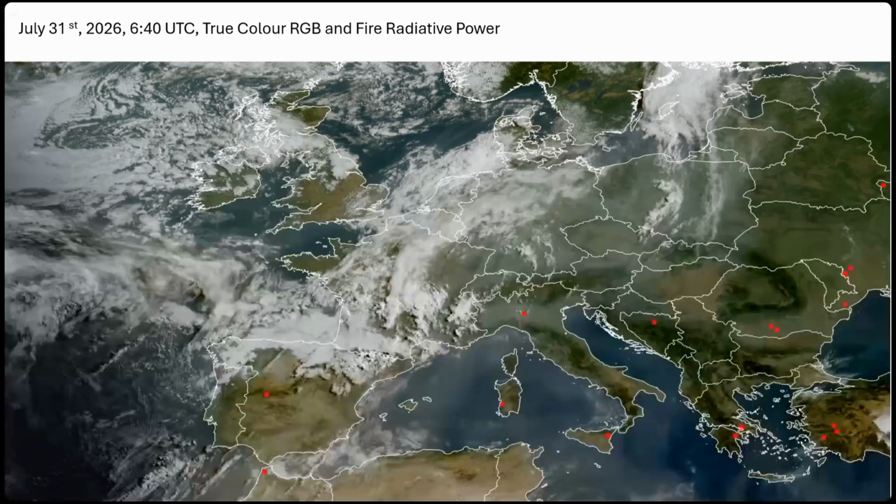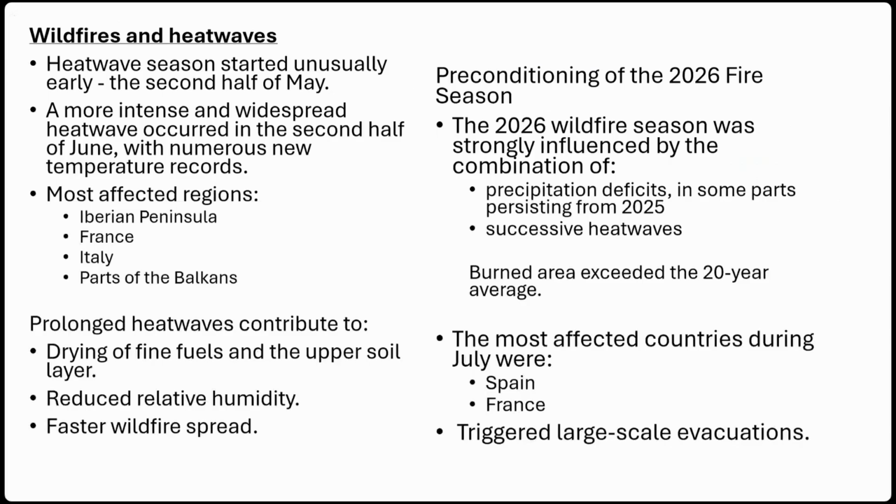So our conclusion is it must be from the fires, which, if we look at the fire radiative power and put it over the true color RGB, you can see that some fires are quite active, and also the last couple of weeks were quite active with fires, since the dry season is already from the beginning of the year. Also, the heat wave season started quite early this year, from the second half of May.